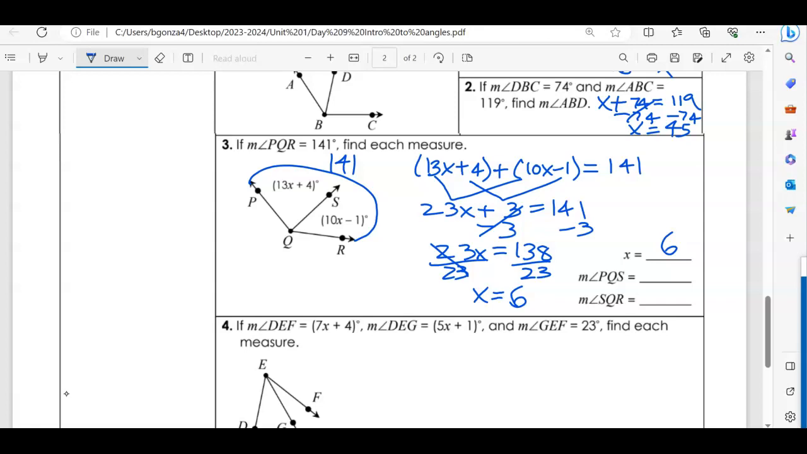But that's not it. What else do I gotta find? PQS. If I look on my picture, PQS is right there. So I'm gonna replace PQS. I'm gonna replace this. The x is gonna become 6. So 13x, or 13 times 6, plus 4. So 13 times 6 is what? 78. Plus 4 is 82.